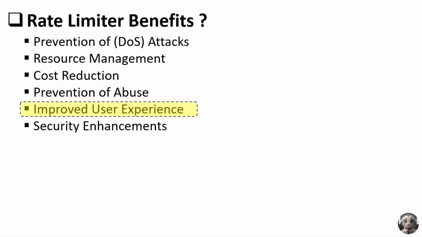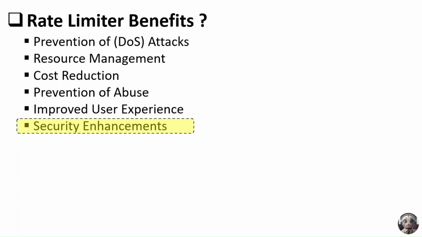Let's not forget about the user experience. When your system isn't overloaded, it performs better, pages load faster, and users don't experience frustrating delays or errors. A rate limiter helps maintain a consistent, smooth experience for everyone, even during peak times. Think of it as crowd control at a concert. Everyone gets to enjoy the show without feeling cramped or pushed around.